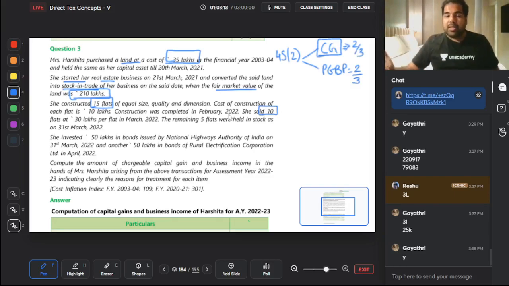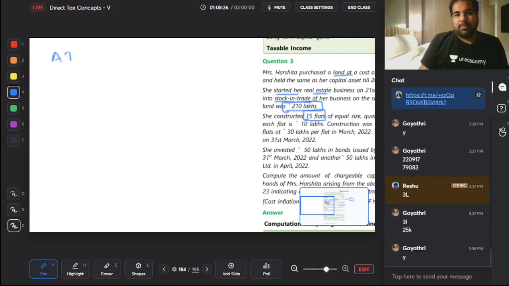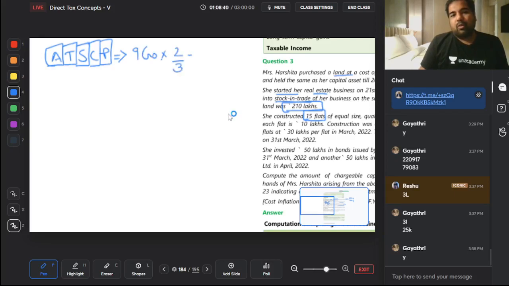So when will the balance 1/3 capital gain be taxed? In the year when the other 5 flats are sold. So just trying to tell you, what will you do? You will do 45(2). You will have an asset which is land, you have a transfer, you have a sale consideration which is FMV, you have a cost which you will index maybe, and there is a period of holding. And whatever capital gain, if let's say the capital gain is 9 crores, you will tax this year only 2/3. Why? Because only 2/3 of the flats are sold.